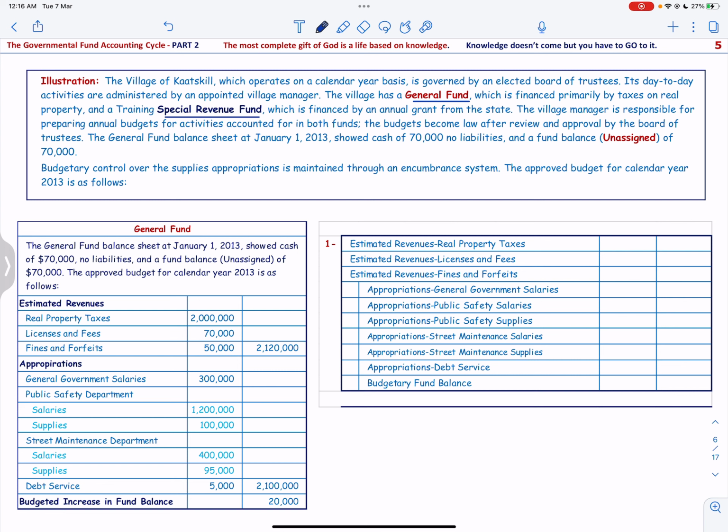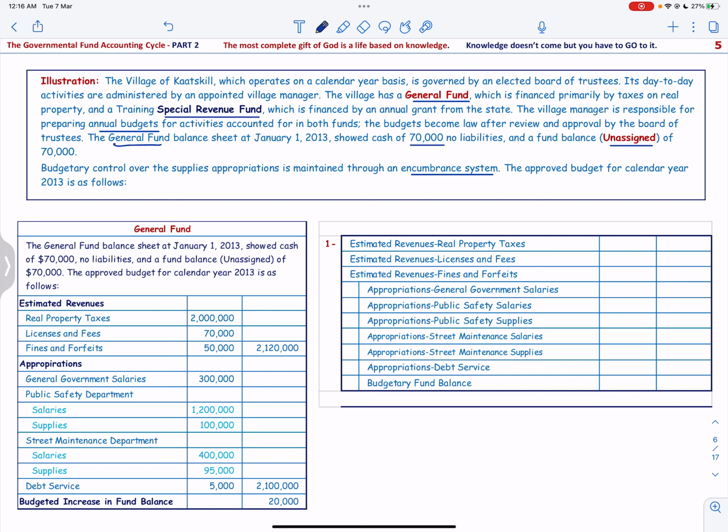The village manager is responsible for preparing annual budgets for activities accounted for in both funds. The budgets become law after review and approval by the board of trustees. The general fund balance sheet at January 1, 2013 showed cash of 70,000, no liabilities, and a fund balance unassigned of 70,000. Budgetary control over the supplies appropriations is maintained through an encumbrance system. The approved budget for calendar year 2013 is as follows.